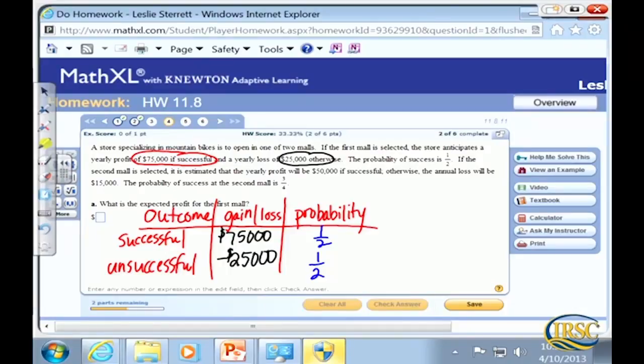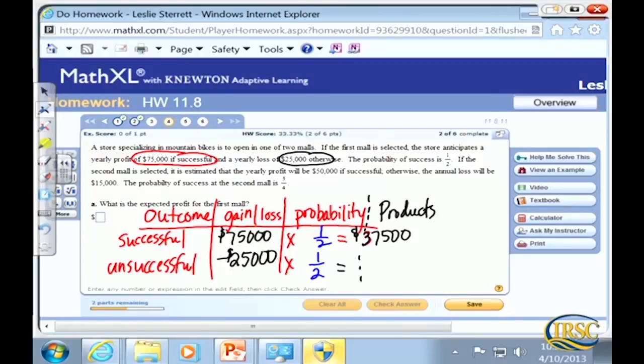Okay, so there's our first chart. Let's go ahead and multiply. So 75,000 times 1/2. Okay, let me use a different color here. So 37,500. So I didn't make my column. This is my products.